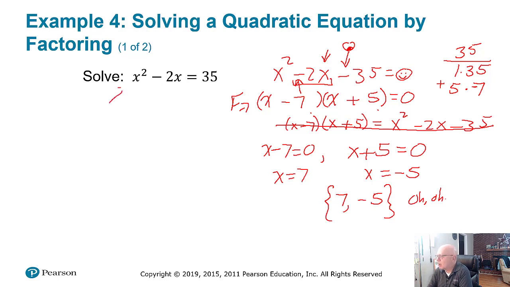Make sure if you put a 7 in here, this is true. And then make sure when you put a -5 in there, that's true. That's the only way you can be sure that these are both solutions. So make sure you check it.